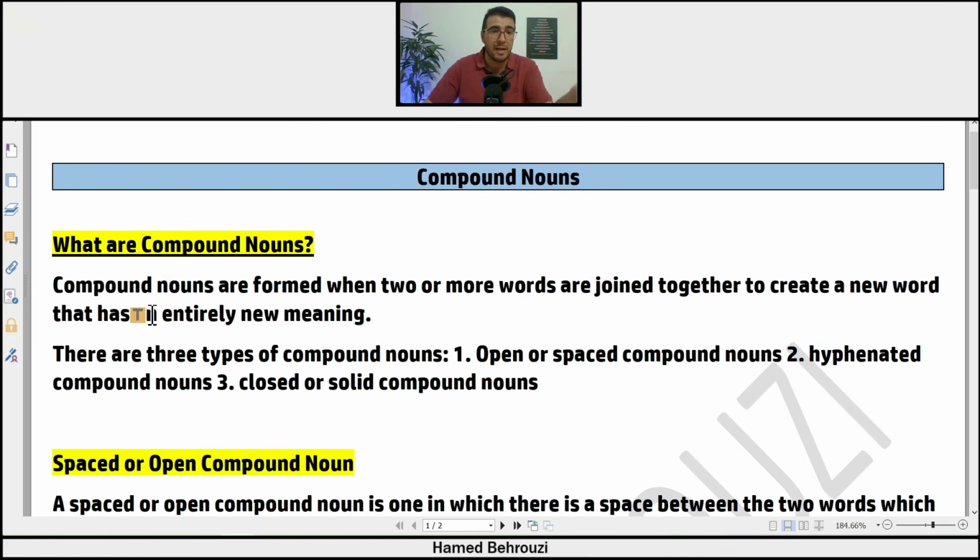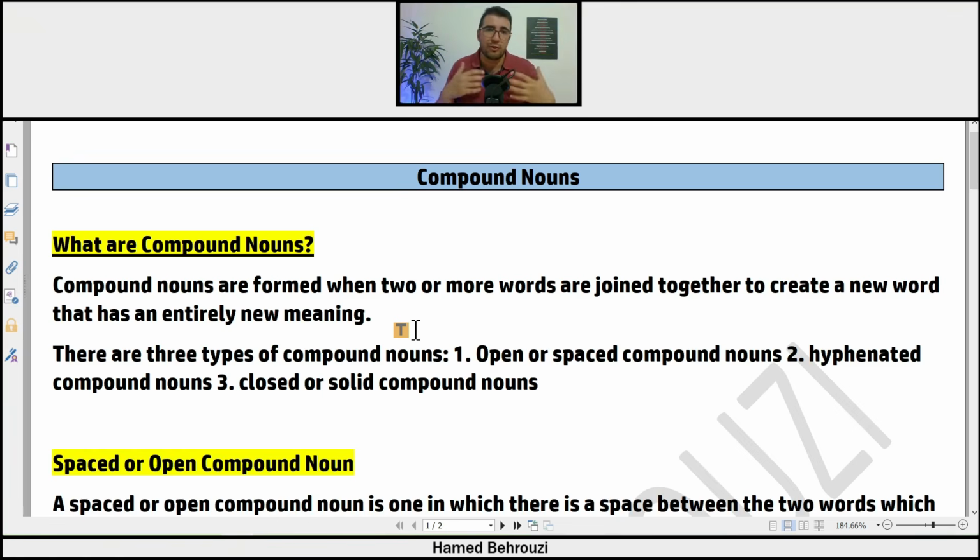So compound nouns are formed when two or more words are joined together to create a new word that has an entirely new meaning. For example, you say something like a police car, okay? The word police is separately a word, and the word car is separately a word. But when you say a police car, joined together in the real world, they are speaking about one single thing, okay, a phenomenon. So that is a compound noun.